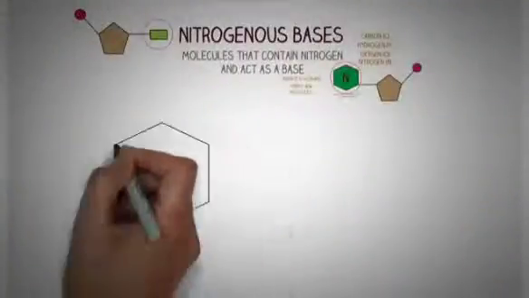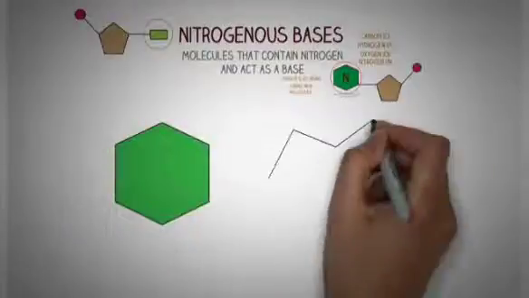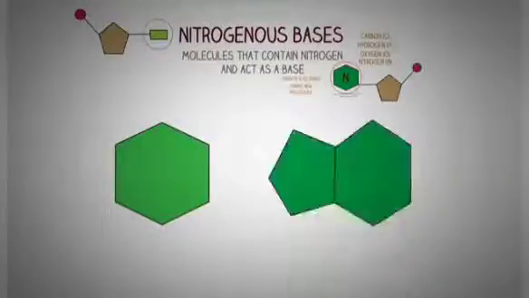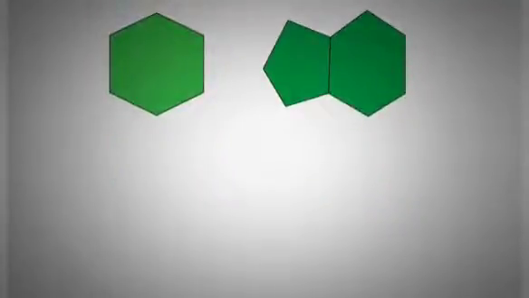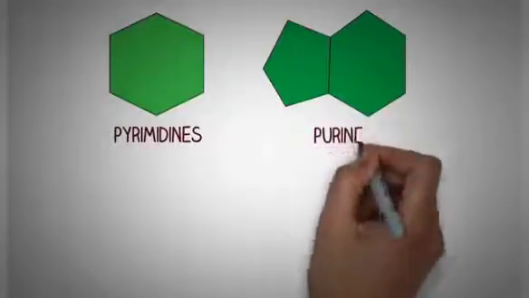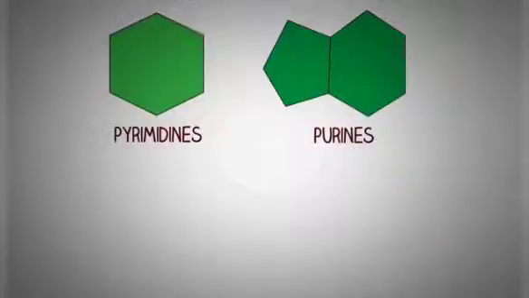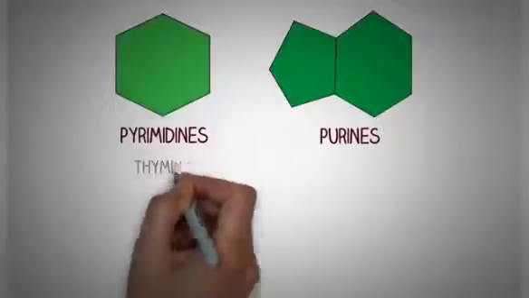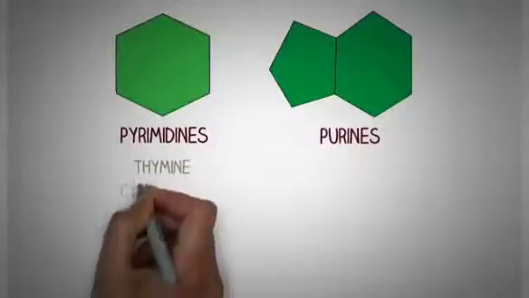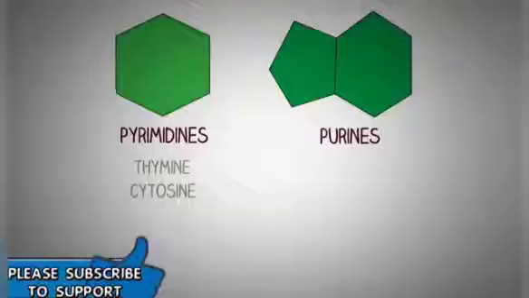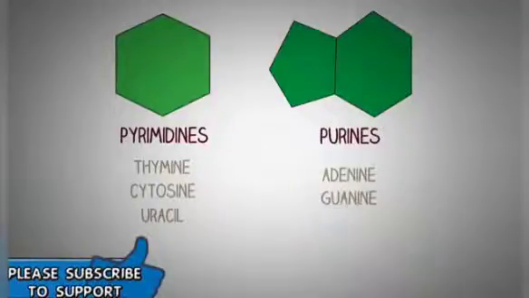Now we can have 2 different types of ringed structures. One where there are single rings and second where there are double rings. The single rings are called pyrimidines and the double rings are called purines. We have 3 different types of pyrimidines: the thymine, cytosine and the uracil. And we have 2 different types of purines called adenine and guanine.